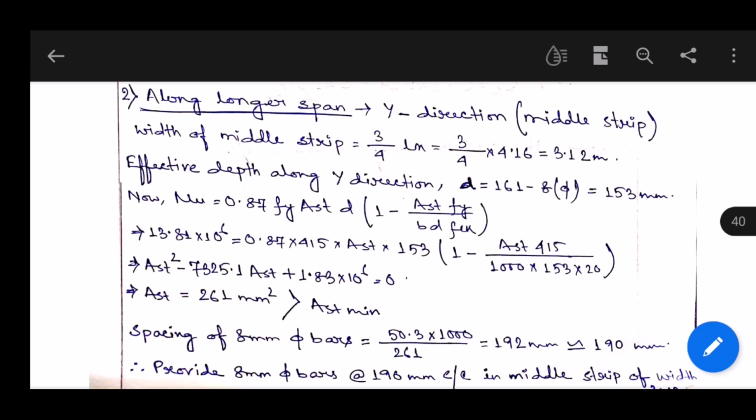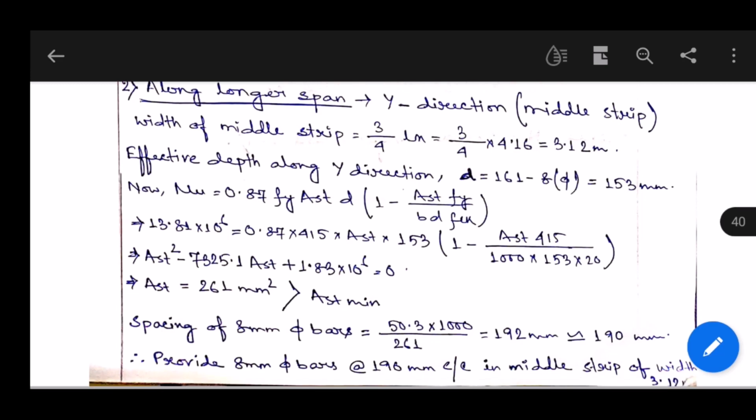So from this equation, area of steel will be 261 mm square, that is greater than AST minimum, so hence okay for design. So spacing of 8 mm dia bars is 50.3 into 1000 by 261, that is equal to 192 mm, or we may write that is equivalent to 190 mm.